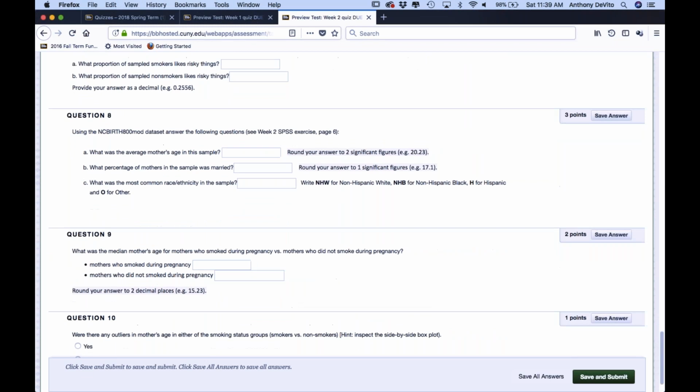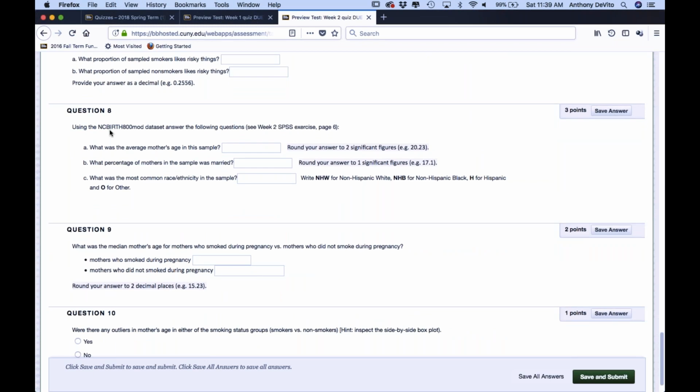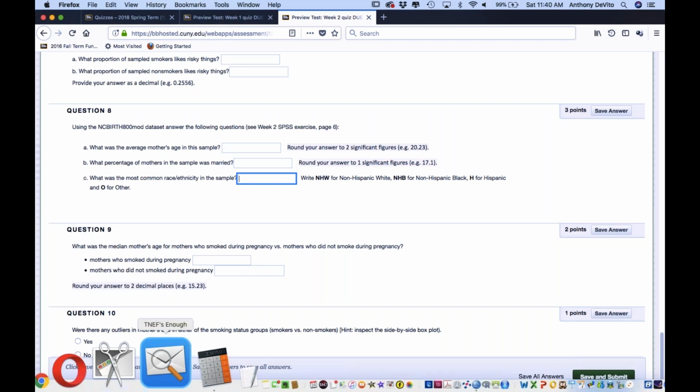Okay. Using the North Carolina 800 data set, answer the following questions. Okay, so let's see. Average mother's age in the sample, percentage of mothers in the sample that were married, and what was the most common racial ethnic group in the sample. Okay, so let's go over there and get it.